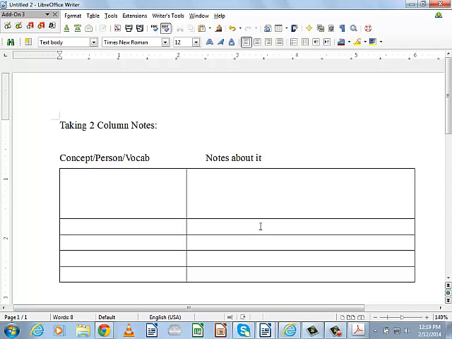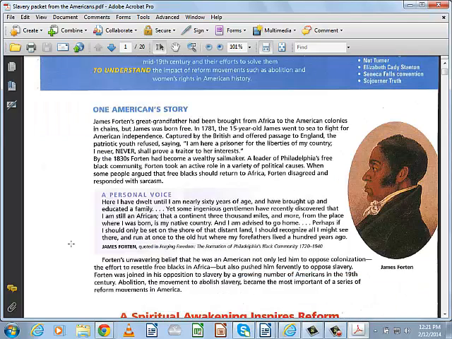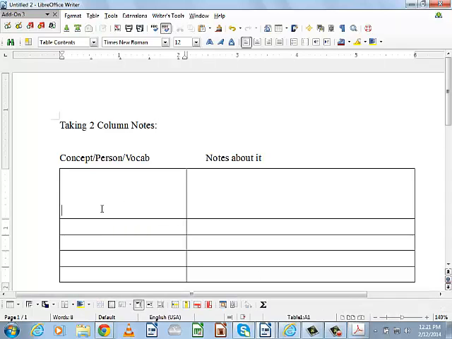So basically on the left side we're going to have the concept or person or vocabulary, and then on the right side we're going to have some notes about it. Okay? So that's the format that I'm going to use for my strategy. And so I'm going to read this one American story to myself right now. Okay, so I've read this whole little situation here, and now I've got to ask myself, what's the main idea here? What was the purpose of giving me this person's personal story? And so I'm going to go to my note sheet, and I am going to put him there.